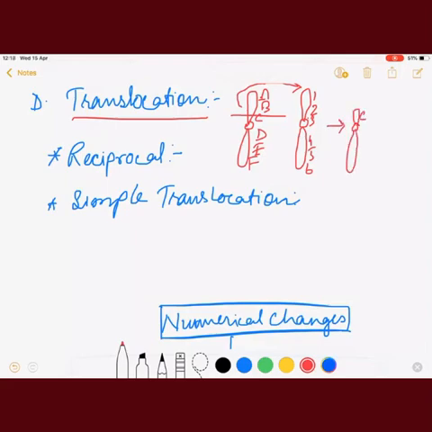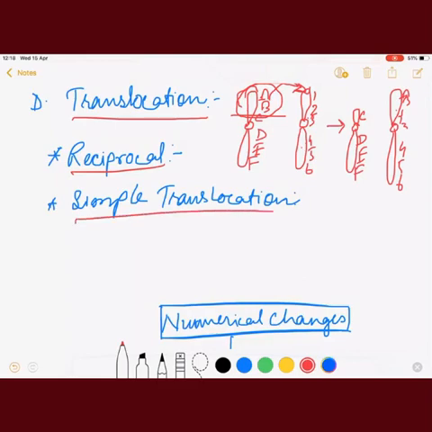As a result, this chromosome will become like this. It will be having only C, D, E, F, but the other chromosome, any other non-homologous chromosome, can be having that A, B, then 1, 2, 3, and then 4, 5, 6. That means the part of this chromosome attached to the non-homologous chromosome, that is called translocation. The translocation can be reciprocal translocation or simple translocation. This example that I have given to you is a simple translocation. From one chromosome the part is transferred to another chromosome, where there is no exchange, just here the deletion occurs and here the addition occurs.